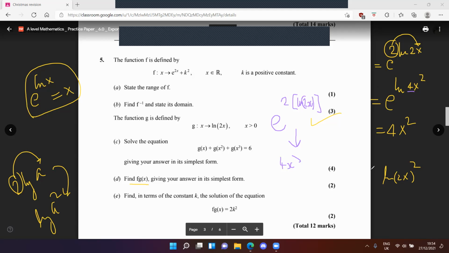Did we miss something except k squared? Yeah, that's k squared. So it's simply 4x squared plus k squared. The important thing here is to remember this one: e to the ln x is actually x. And for me as well, because I was not pretty sure about this.